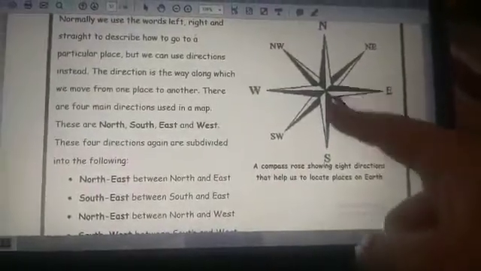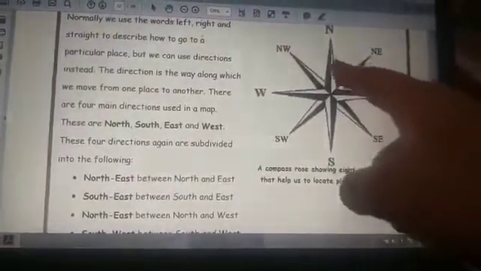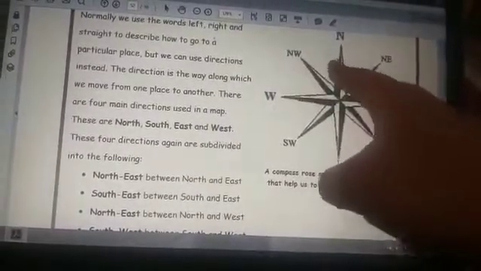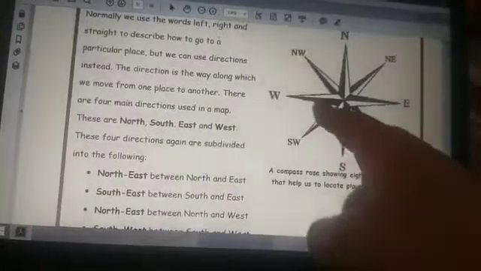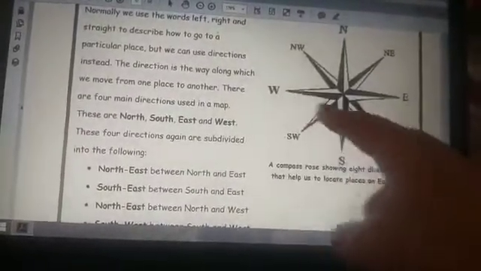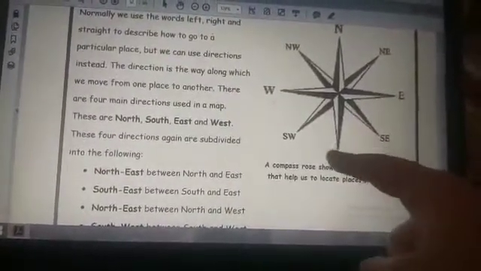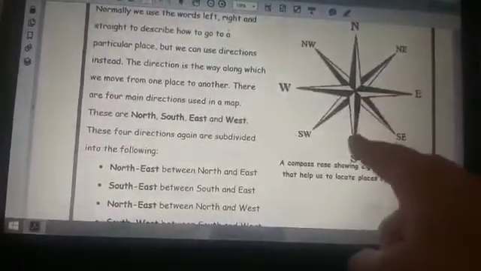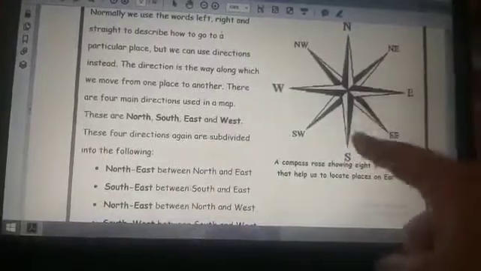So we have northeast, that is between north and east. We have northwest between north and west. We have southwest between south and west. Similarly, we have southeast, that is between south and east. So these are the different directions. So it's a compass rose showing 8 directions.